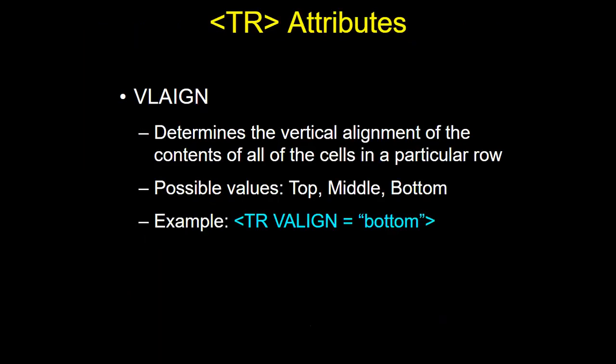The next attribute with the tr tag is valign. It determines the vertical alignment of the content of all the cells in a particular row. If we want to align the content vertically in a row, we will use the valign attribute, and its possible values are top, middle, bottom.